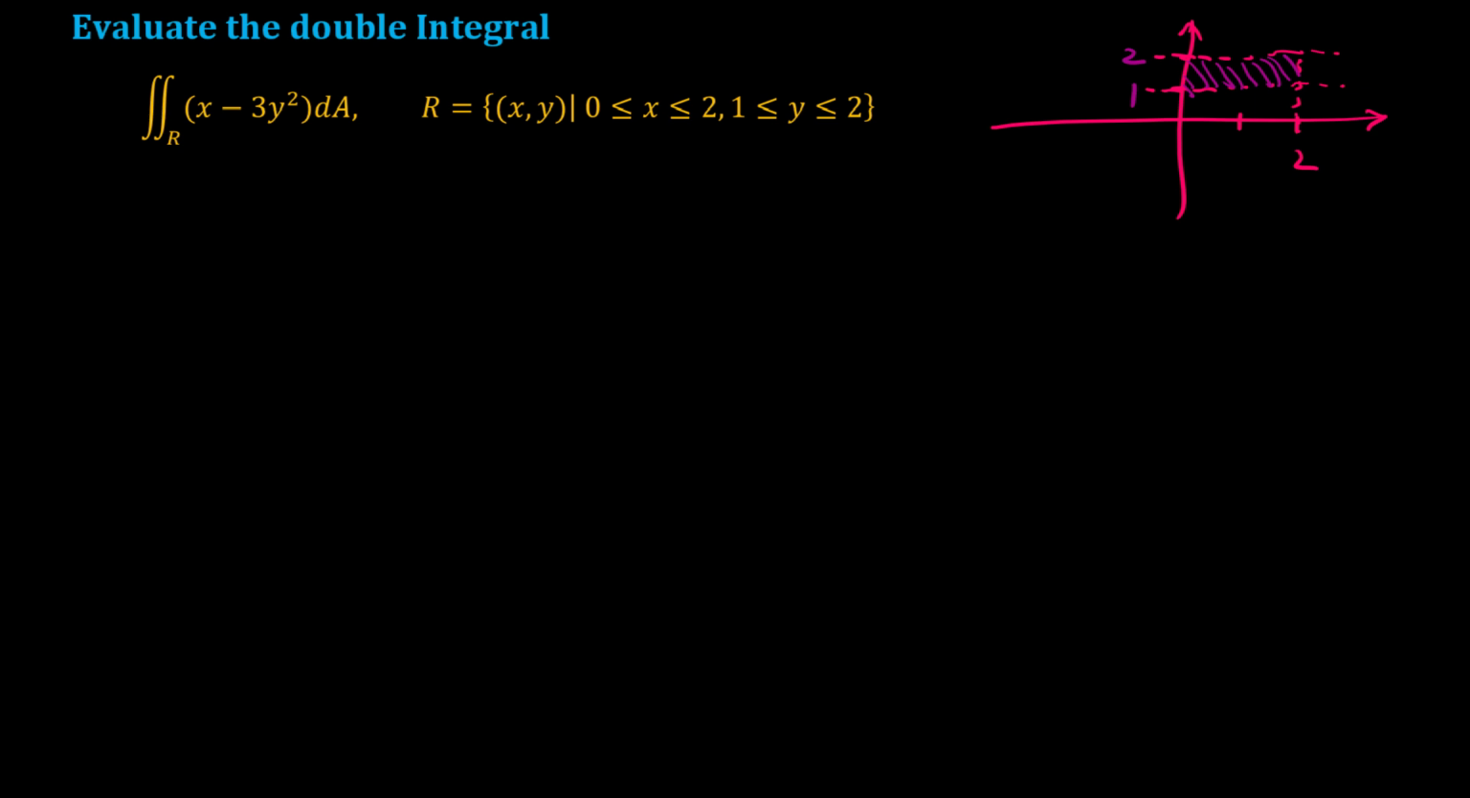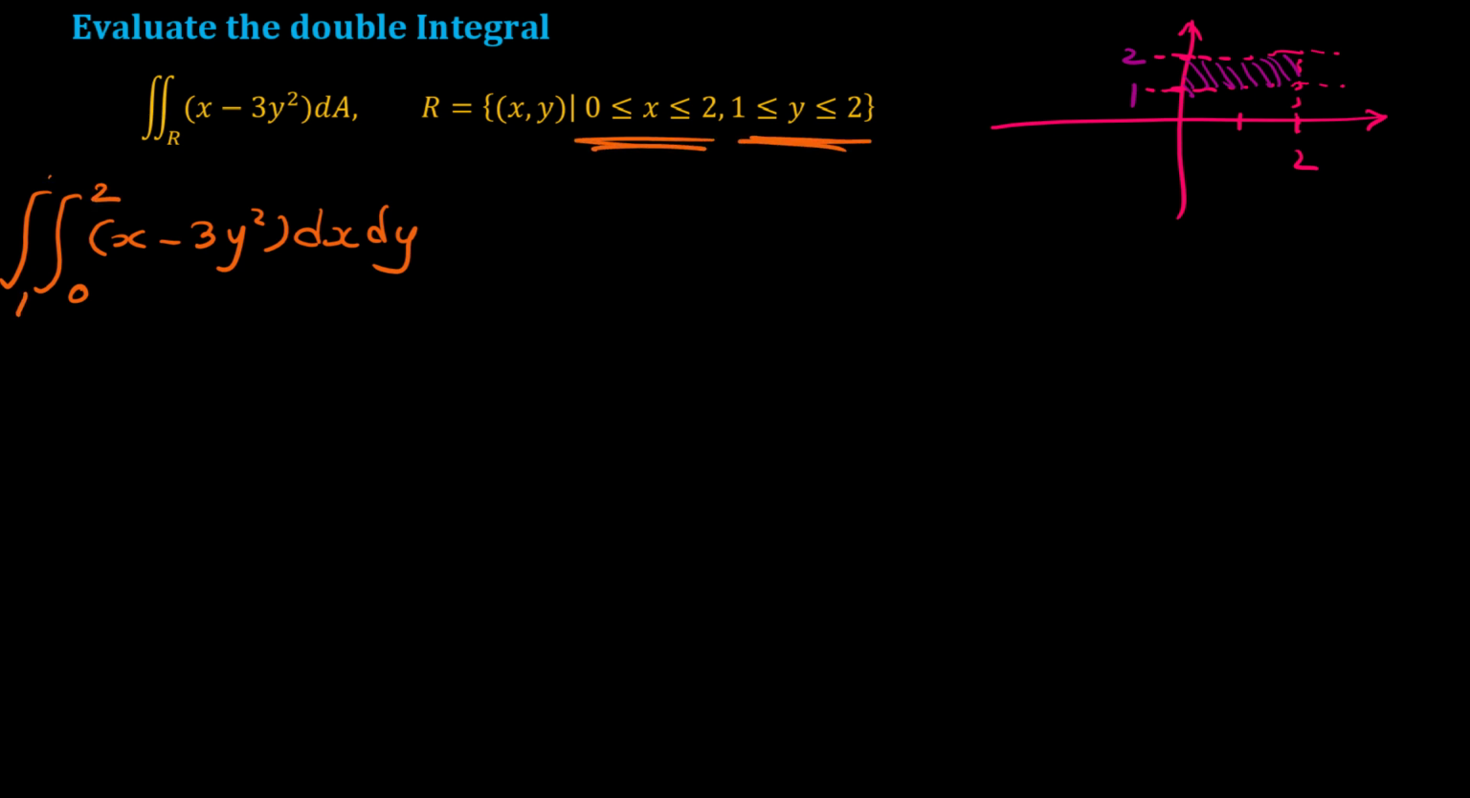And this is a surface, and we want to find the integral of the surface over that region. So let us start finding the integral. First, let's find the integral with respect to x, then with respect to y. So x is changing from 0 to 2, and y is changing from 1 to 2.